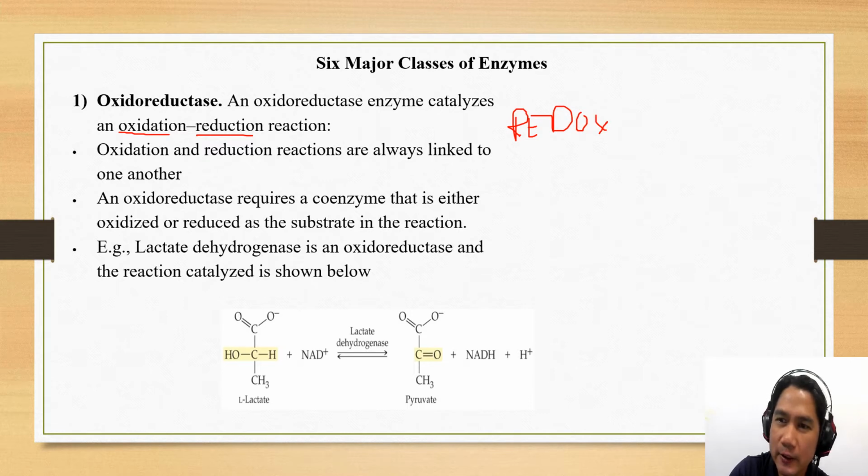And we know that if it is redox, they are always linked to one another. Oxidation and reductions are reactions that are always linked to one another. I will explain that in this reaction. An oxidoreductase requires a coenzyme that is either oxidized or reduced as the substrate in the reaction. Let me explain this redox reaction using this illustration, or this reaction here.